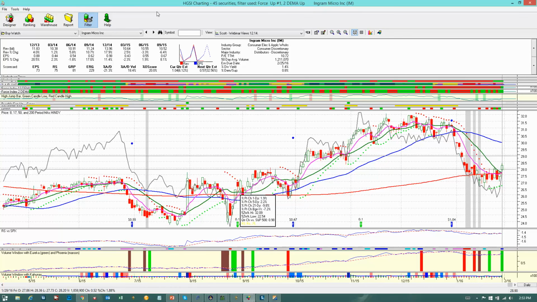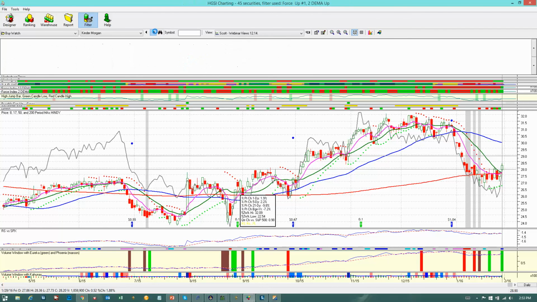Ingram Micro, sort of perhaps good news for anybody that sells technology. They're a big technology distributor, and they were living on their 50. They had a nice move up on Friday with the market strength and a pocket pivot. Earnings coming back into the stock.